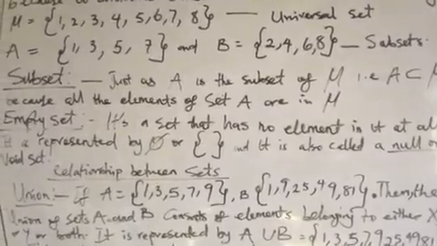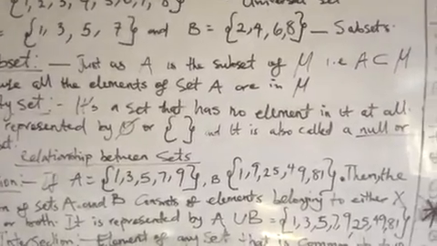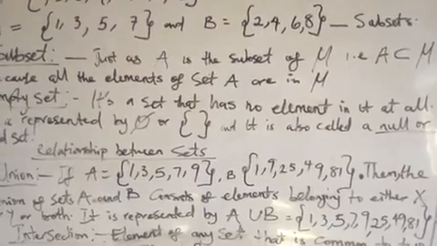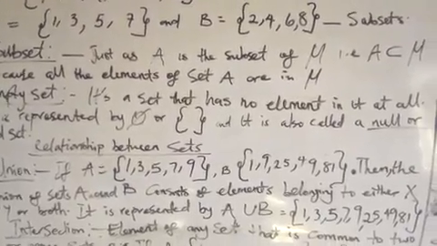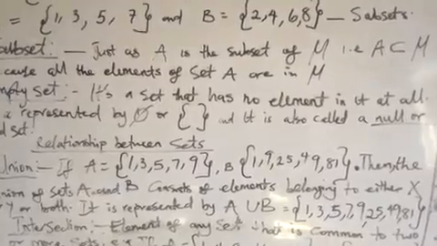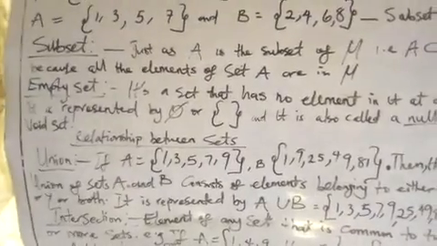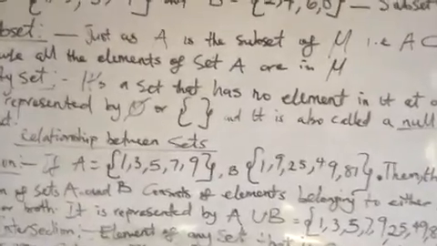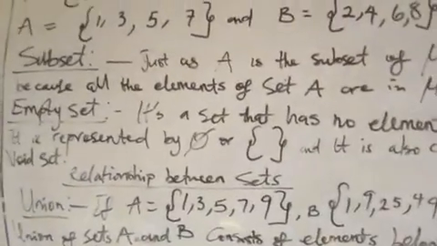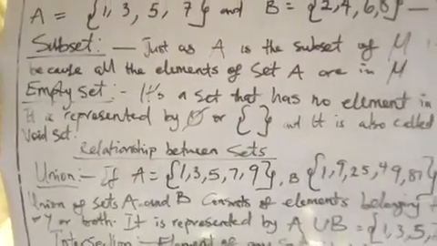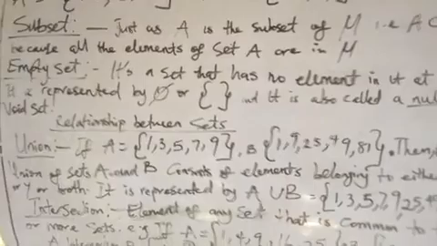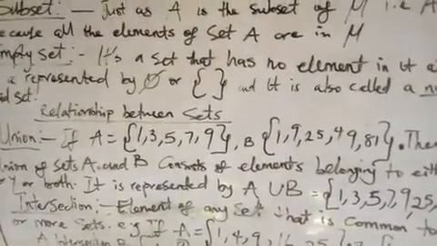So we have empty set. It's a set that has no element in it at all. It is represented by phi or an open empty curly bracket, and it is also called a null or void set. It is called a null or void set because it contains no element.